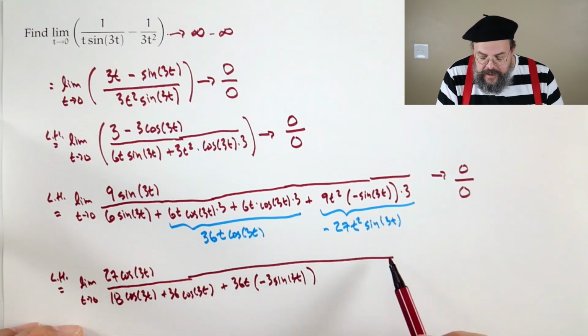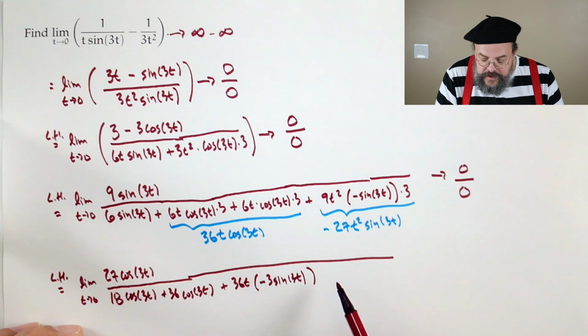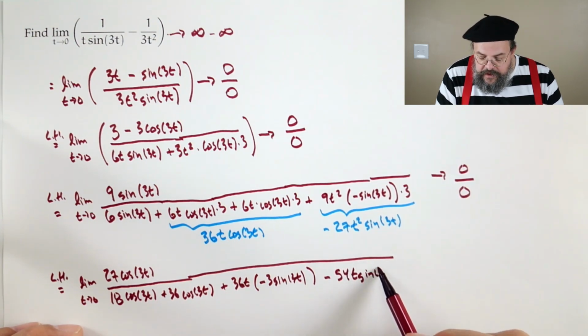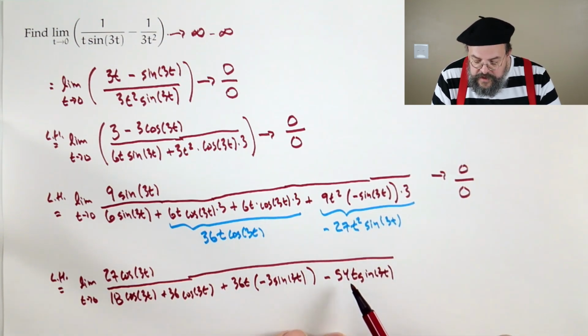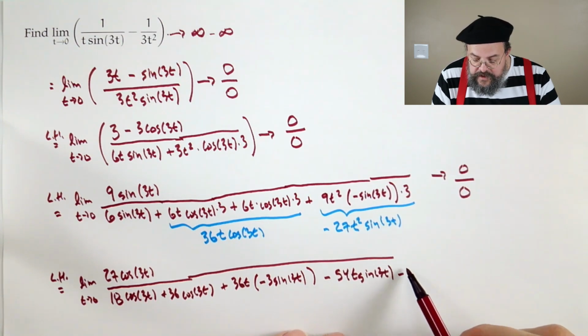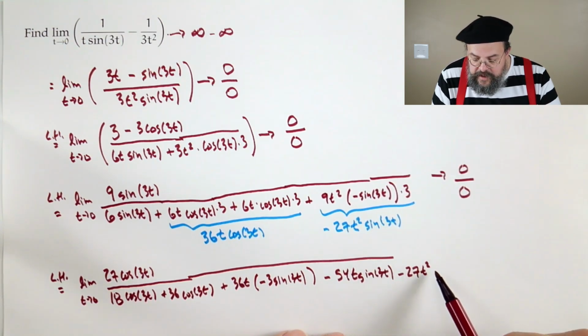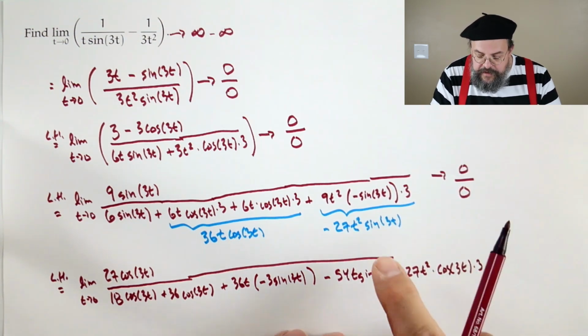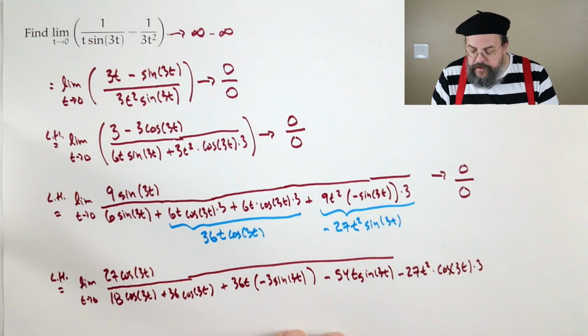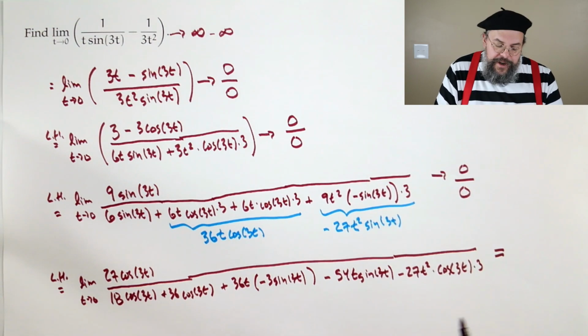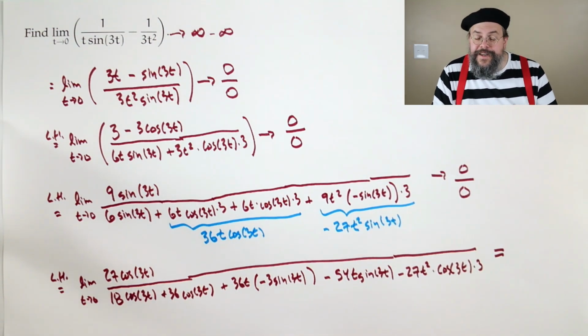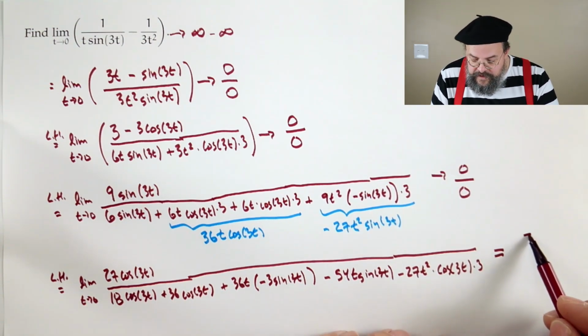All right, then the end. Okay, derivative of the first, minus 54t sine of 3t. And then, so derivative of the first times the second, and then minus 27t squared times the derivative of sine 3t, which is cosine 3t times 3, right? Derivative of sine is cosine 3t times 3 by the chain rule. Okay, which goes to what? Well, upstairs, cosine of 0 is 1, and we have 27.